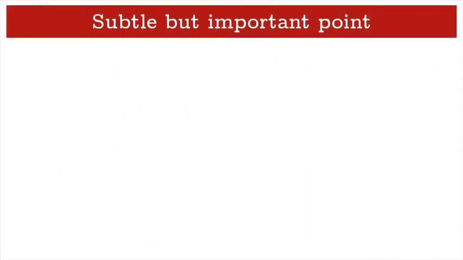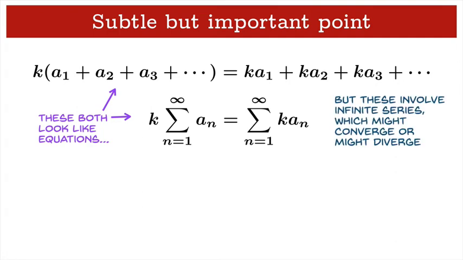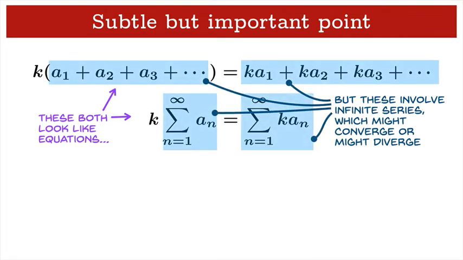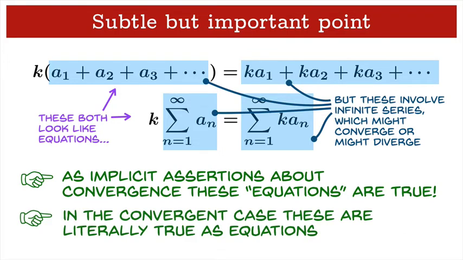So this is a subtle but important point. Both of these expressions sure look like just equations. They're two things on each side of an equal sign. But the thing you have to remember is these things we've written down involve infinite series, which might converge or they might diverge. So you're not always talking about two numbers on both sides of the equation. But here's the cool thing. As implicit assertions about convergence, these equations, I would put air quotes in that case, are true. And better, in the convergent case, these are literally true as equations relating numbers.